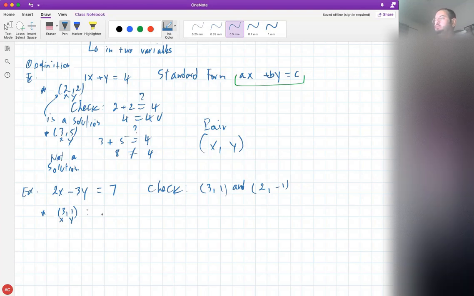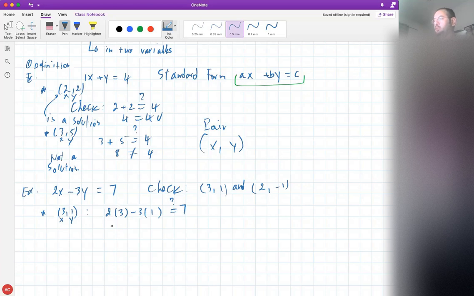2 times 3. Just like we did the evaluation, 2 times x is 3. Minus 3 times y, the y is 1. So in this case, 1. And we're going to say, is it equal to 7? Just like we evaluate in the expressions, we plug and simplify. Then we use all of the operations to simplify.